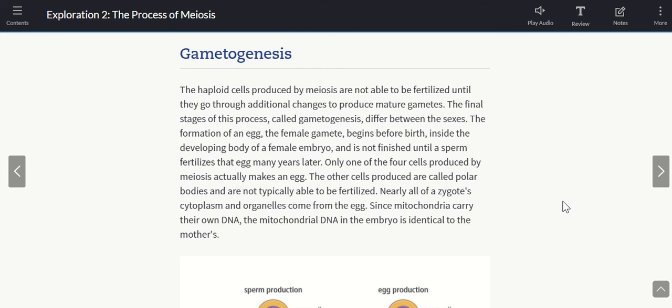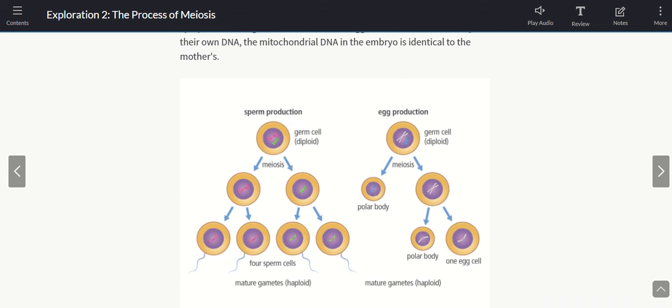The process of creating gametes in males is different than the process of creating gametes in females. And the major reason for this is because of the lifespan that's necessary for each of these gametes. Male gametes are produced throughout the entire reproductive life of that organism, whereas female gametes are produced entirely before the organism is even born. In other words, males are producing sperm constantly throughout their entire lifetimes, but females have every single egg cell they're ever going to have by the time they're born.